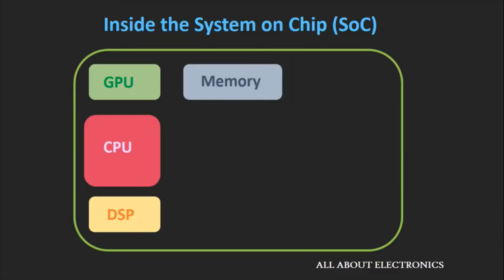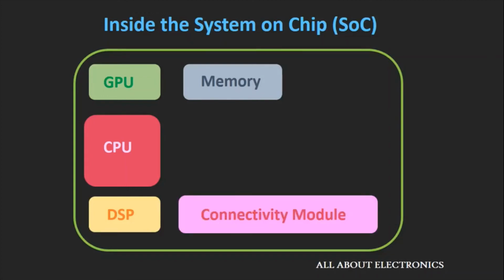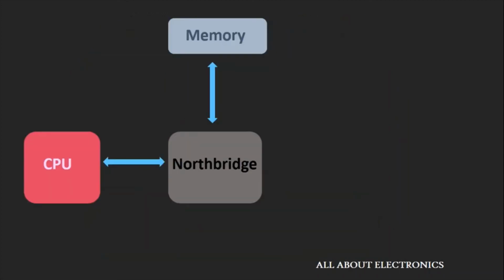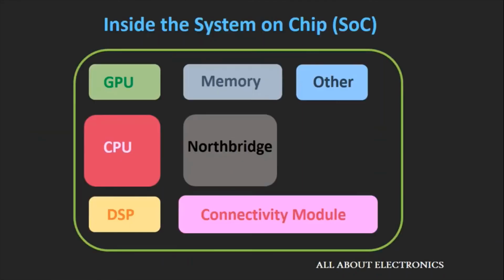Now in scenarios where the memory is outside the system on chip, you need to establish the connection between the CPU and the memory, and that is done by a module known as the North Bridge. So this module ensures the connectivity between the RAM and the CPU. So these are the modules you will find inside today's system on chip.